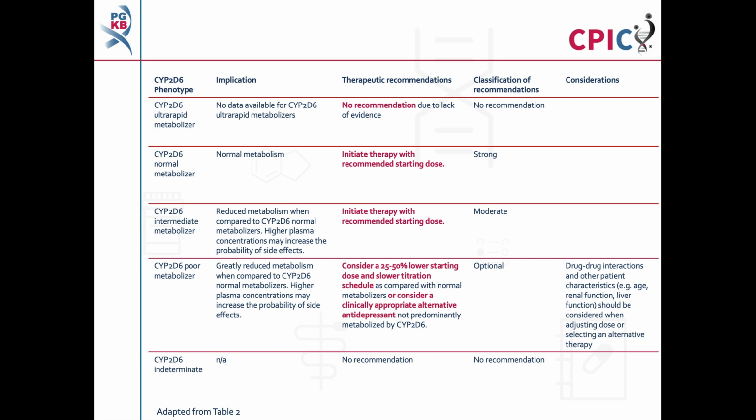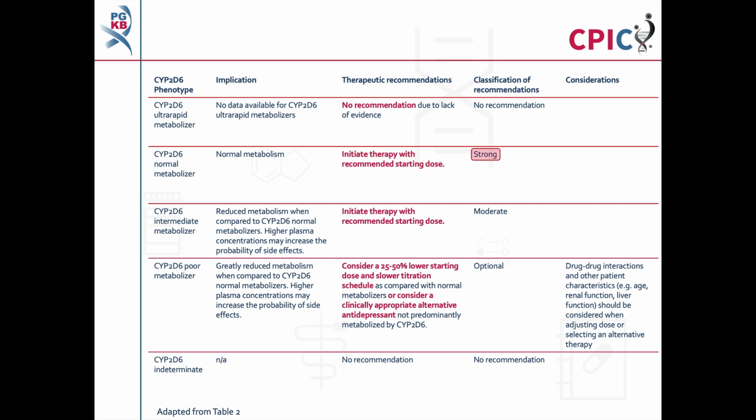These are the CPIC recommendations for fluvoxamine. There are currently no data available concerning the effect of CYP2D6 ultra-rapid metabolizer phenotype on response to fluvoxamine. As a result, CPIC does not offer a specific recommendation for these patients. Patients with a CYP2D6 normal metabolizer phenotype will have normal metabolism of fluvoxamine. These patients can begin fluvoxamine therapy at the recommended starting dose.